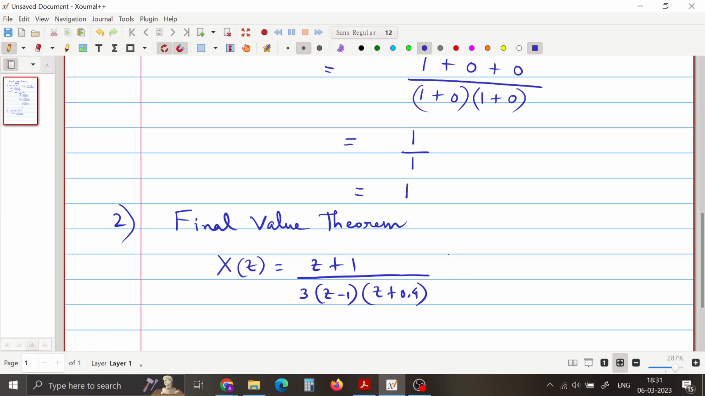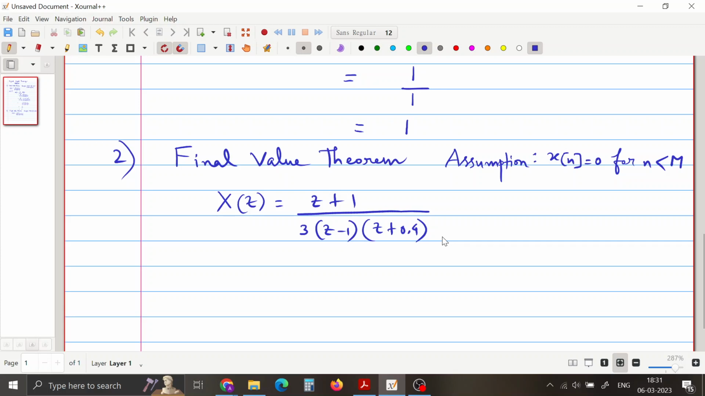And again for the final value theorem, the assumption is, like I said, x of n is 0 for n less than some capital M. While proving the final value theorem, we looked at this assumption, right? You just recall your lecture notes. So it's a right sided sequence basically.